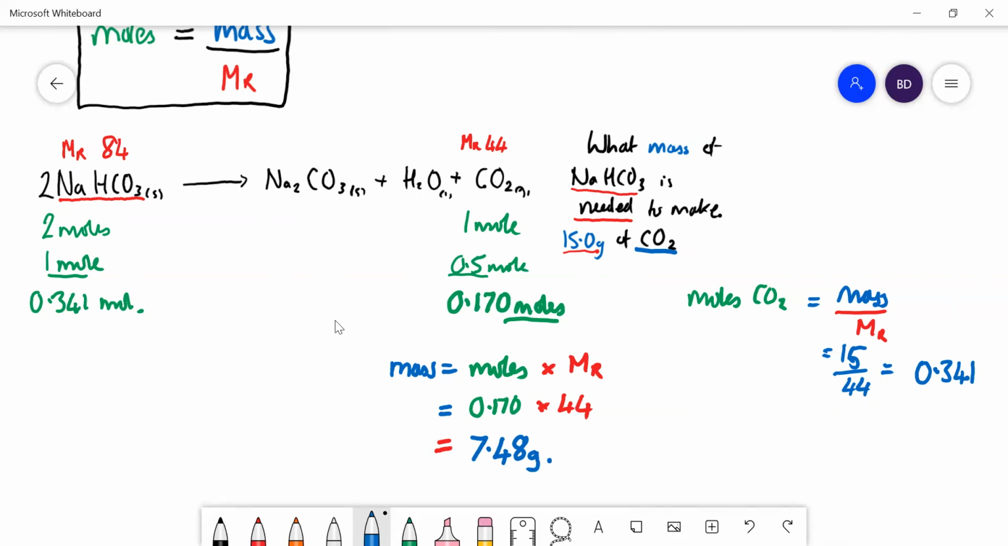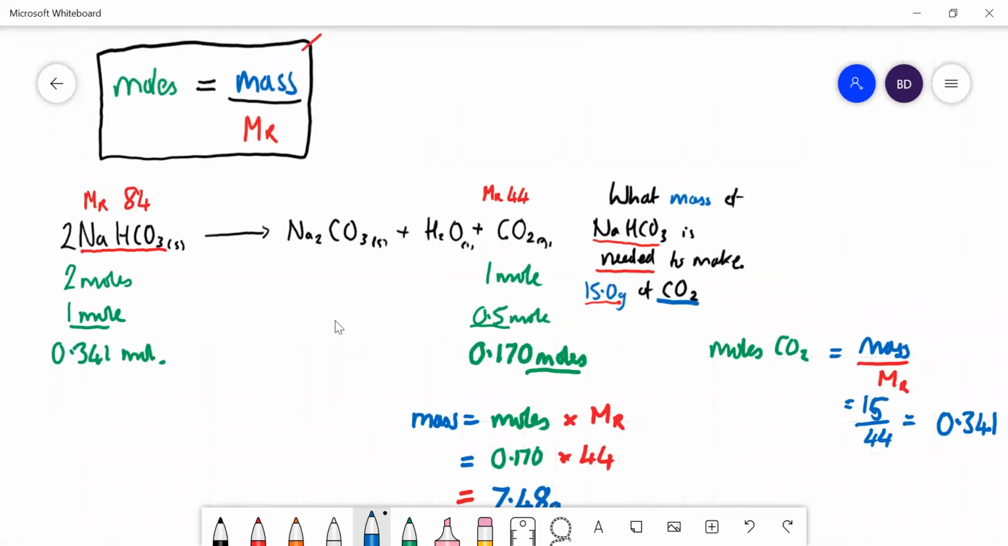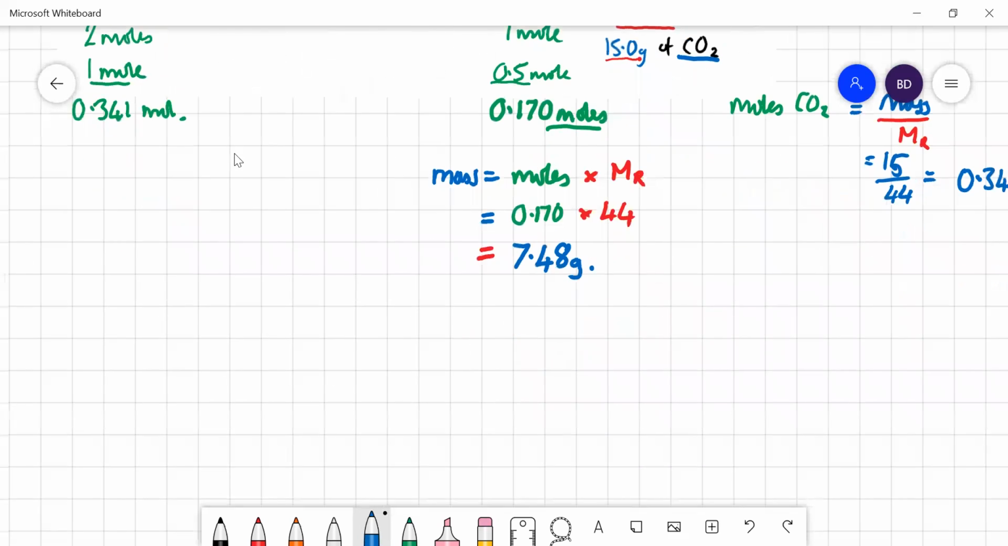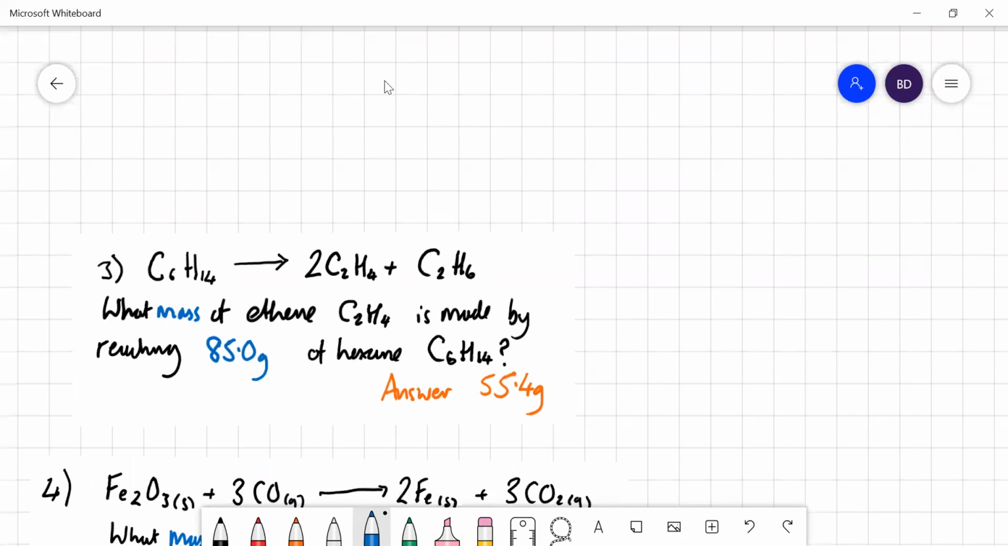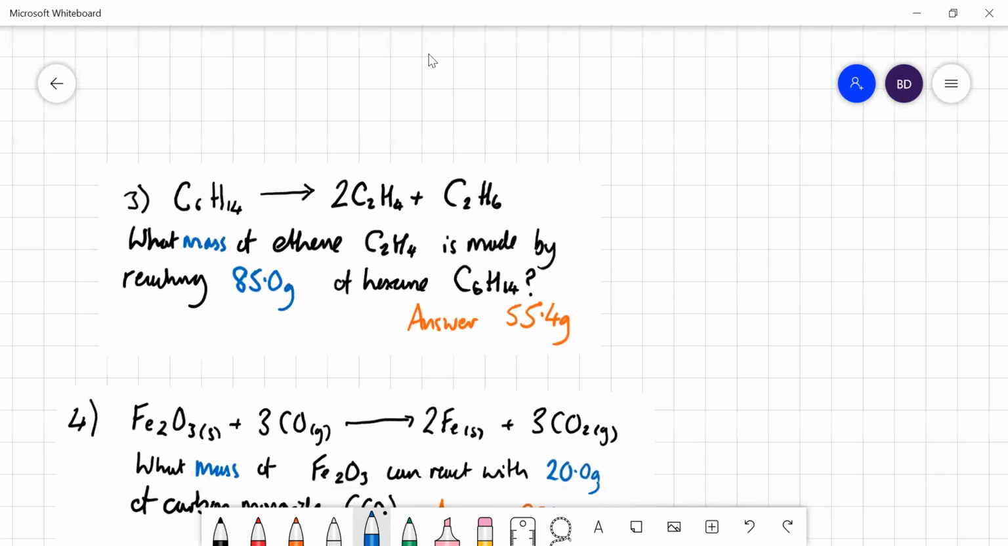Right, so the procedure is always the same. You write down the equation. You can then interconvert mass with moles for the substances you're interested in. Now, if you want some more practice of those, there's a couple of examples here with the answer. So there you can try those two.